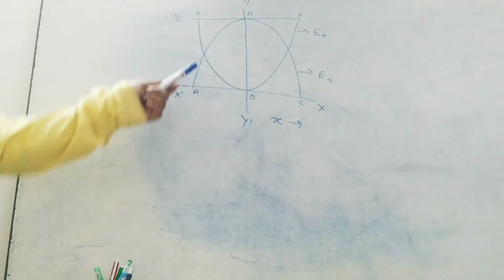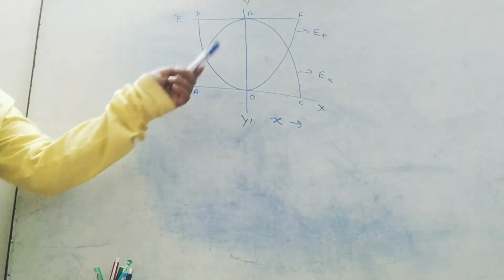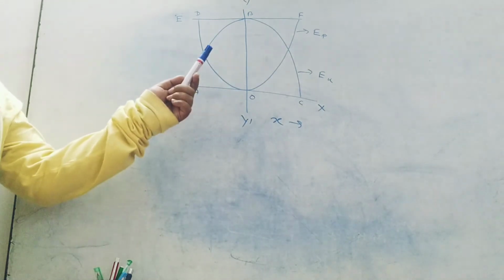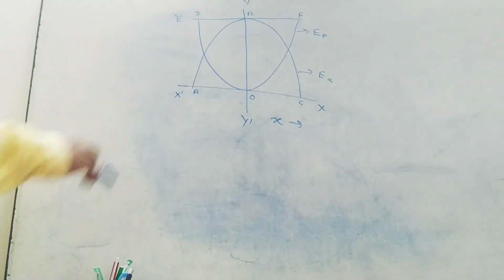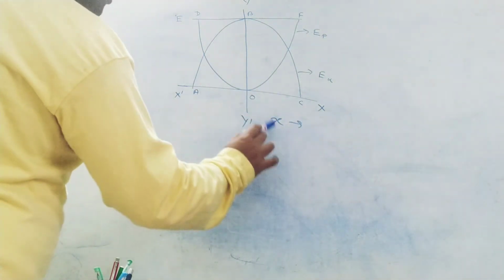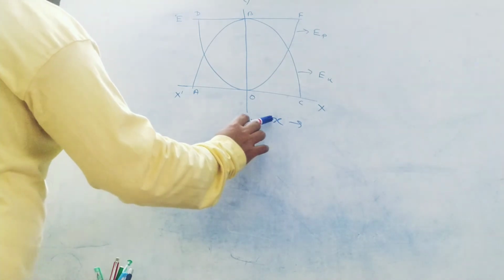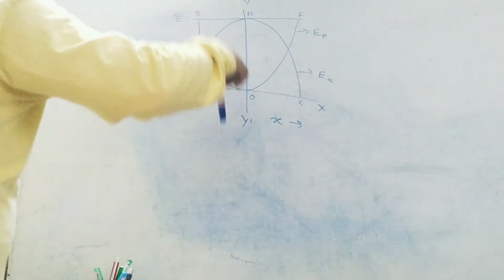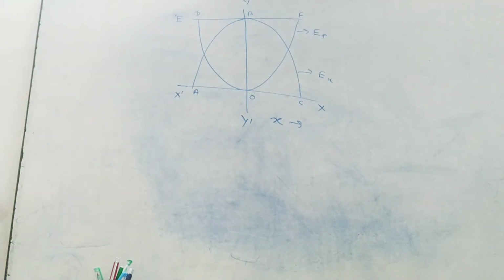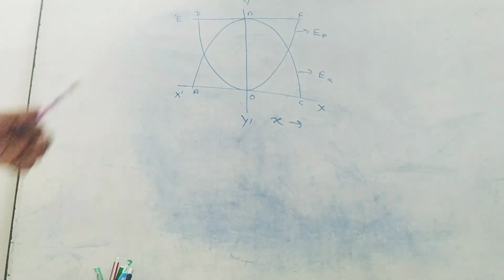This graph shows the variation of both kinetic and potential energy of the particle with respect to the displacement of the particle. Here along the x-axis, the displacement of the particle is denoted, and along the y-axis we plot the energy of the particle, either kinetic or potential energy.